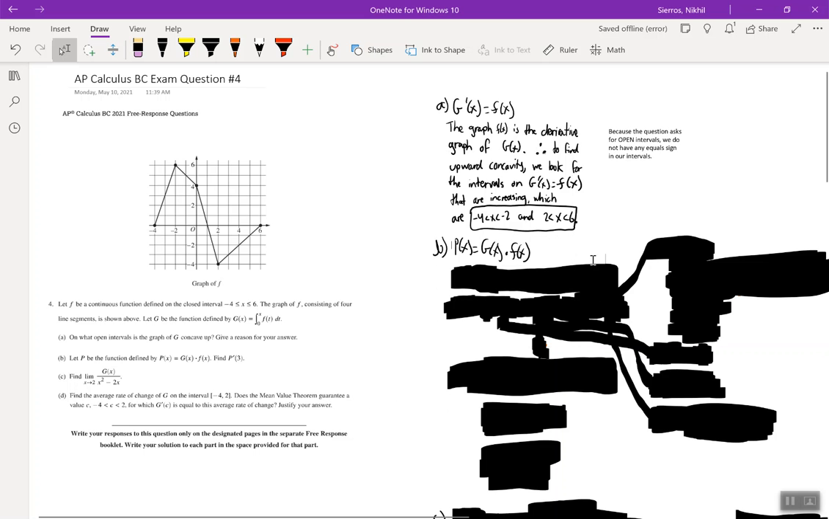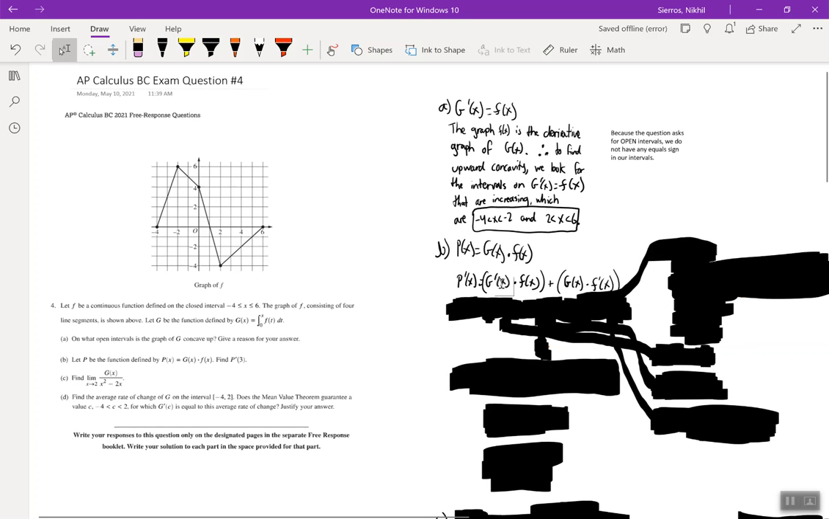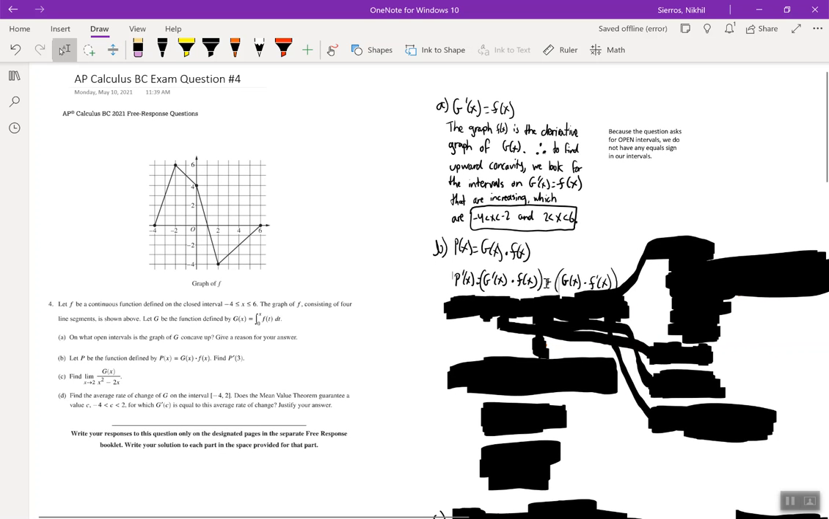So as you can see, what I've written here is just the equation p of x equal to g of x times f of x. When we take the derivative of p of x, we get g prime of x times f of x plus g of x times f prime of x. When we plug x equals 3 into the equation, we get p prime of 3 is equal to g prime of 3 times f of 3 plus g of 3 times f prime of 3.